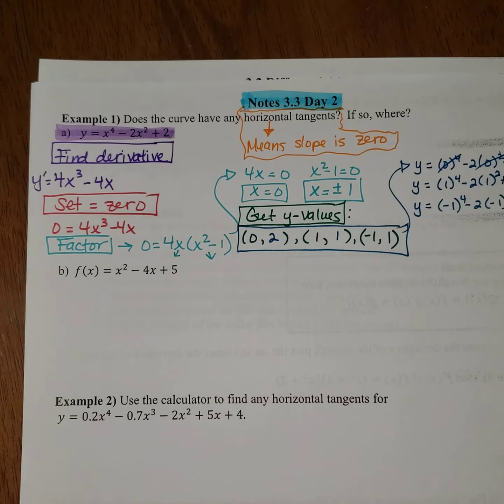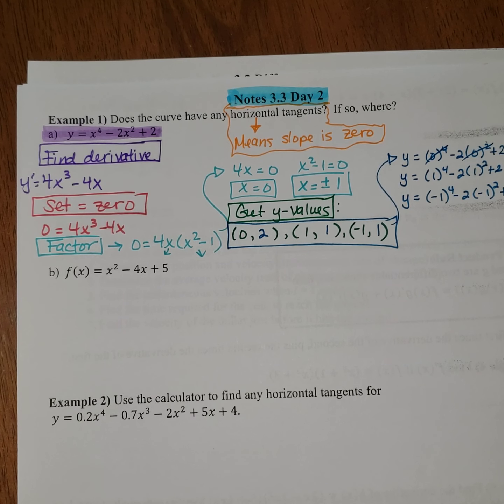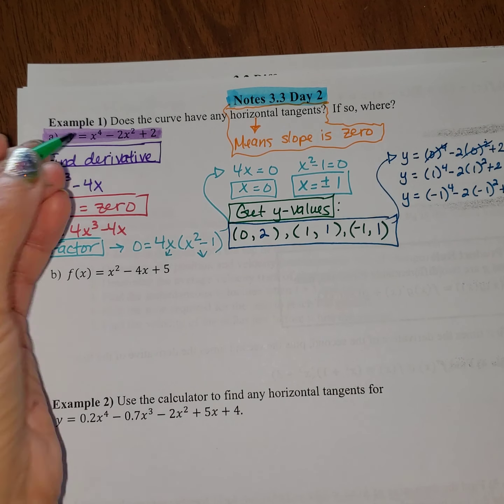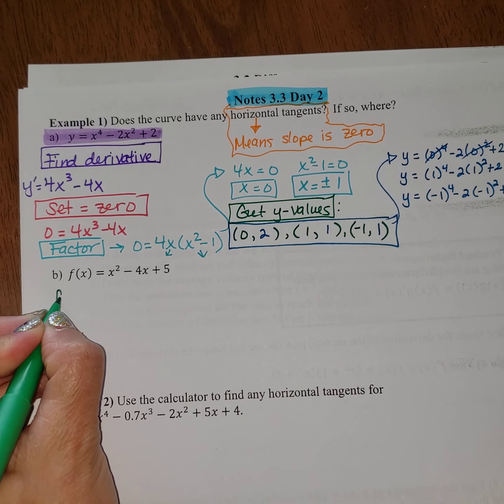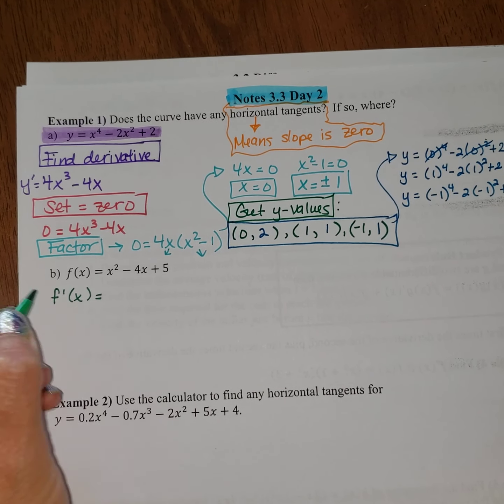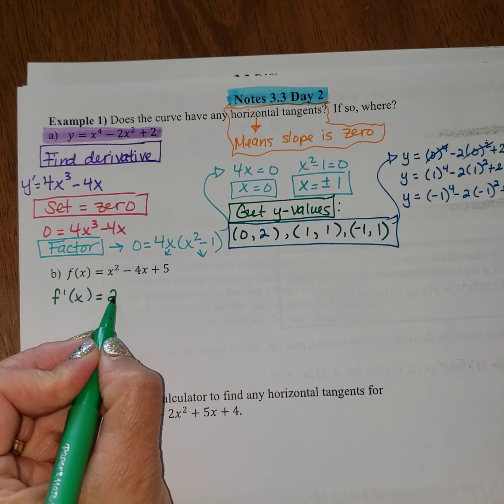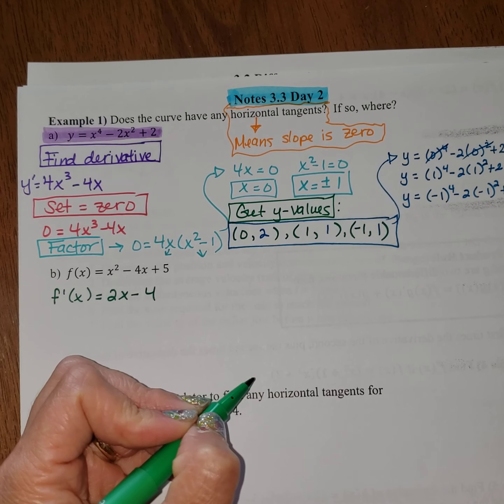You know what? I'm going to go ahead and do B because it's really short. I'm just going to do it. Okay. So we're doing the same thing. So step 1 was to find the derivative. So f prime of x equals, the derivative of this will be, let's see, 2x minus 4.